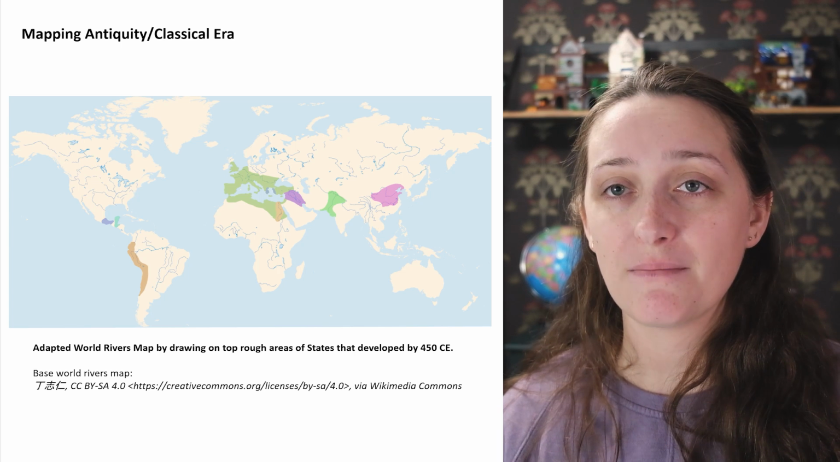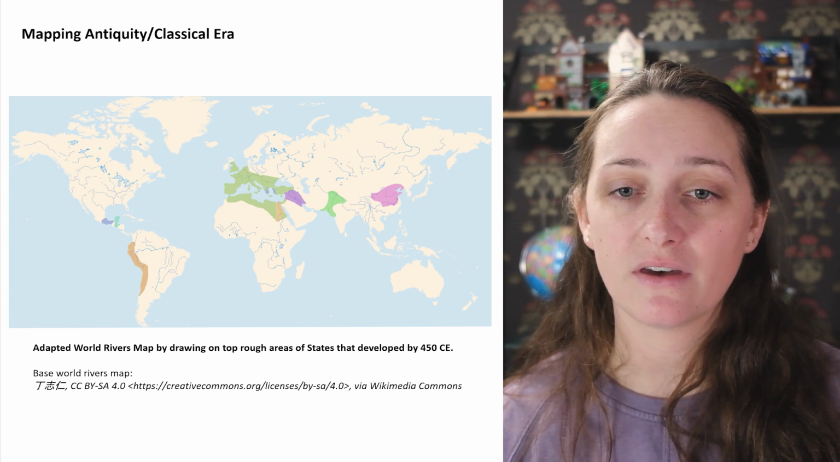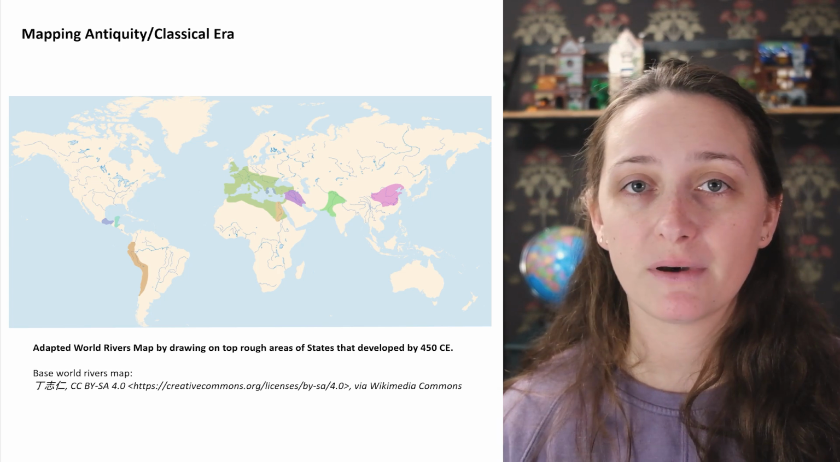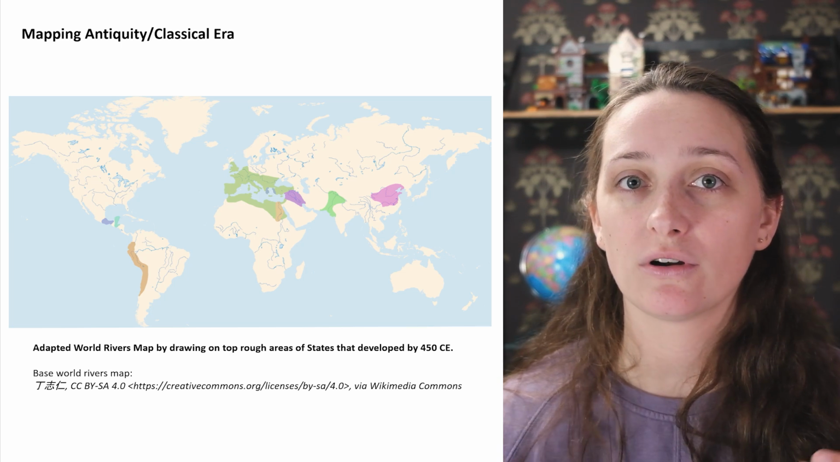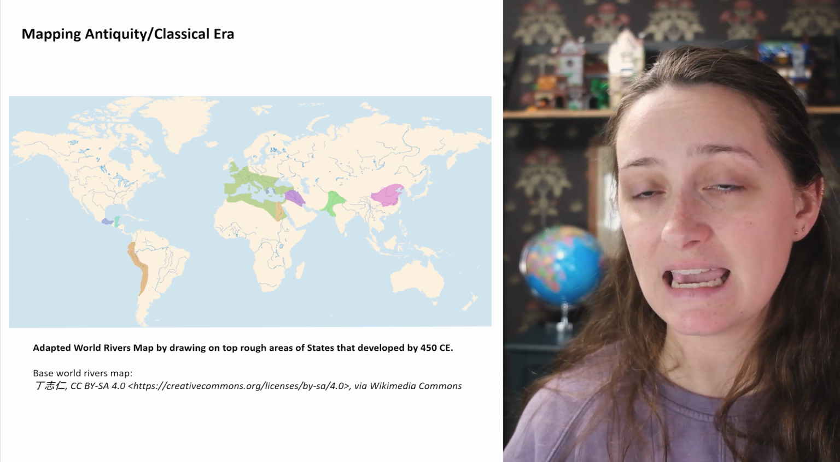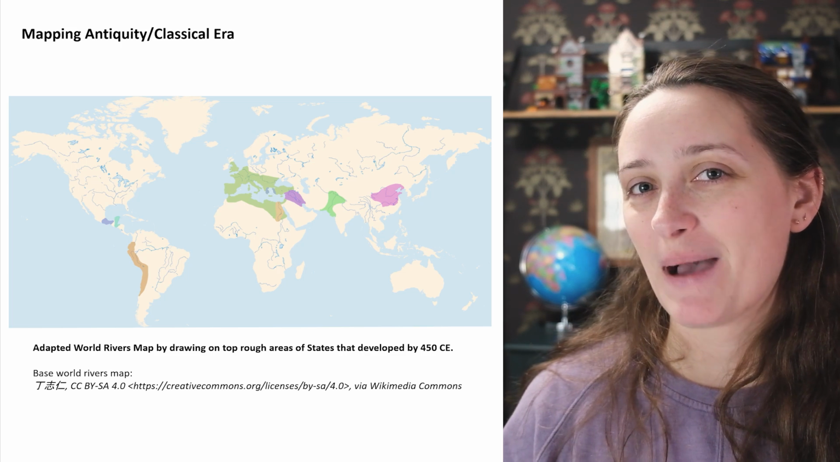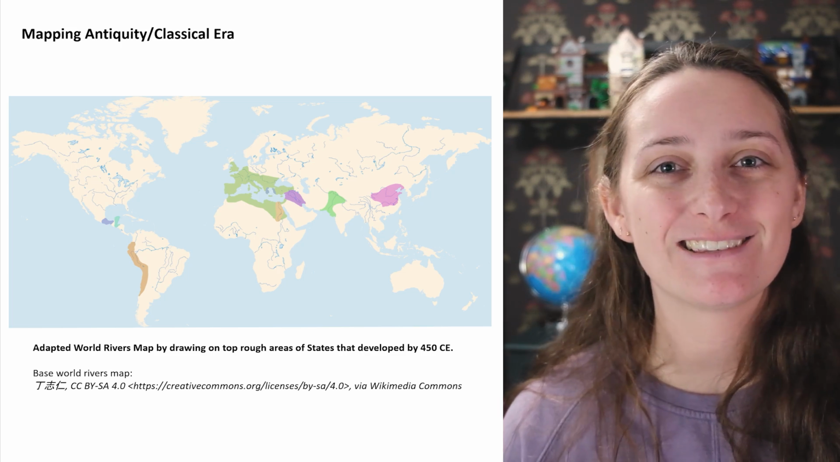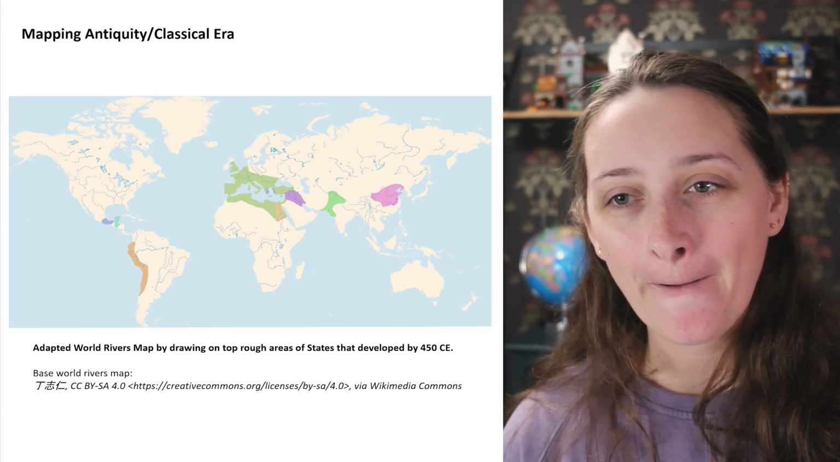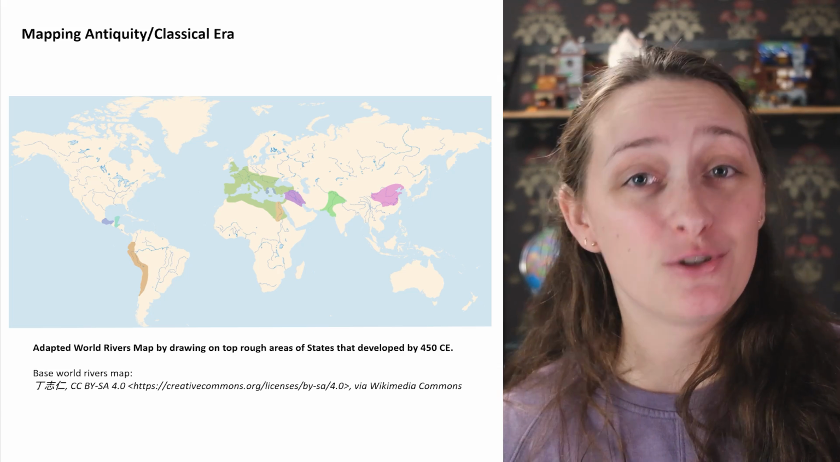You can see I have a map here that I started with basically a rough map of world rivers that I then added on some of the early states that were in existence by 450 CE. And note, I did this by hand by referencing a bunch of graphics I could find online that I didn't have the rights to post here myself, so consider this a doodle that I made.